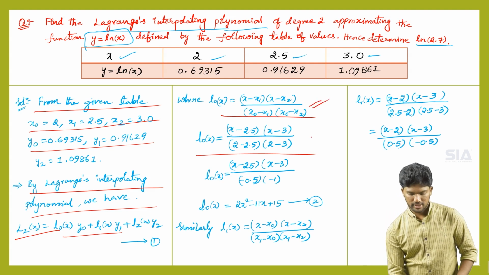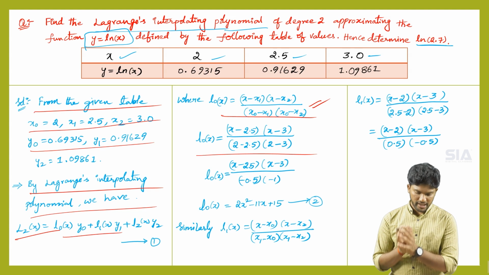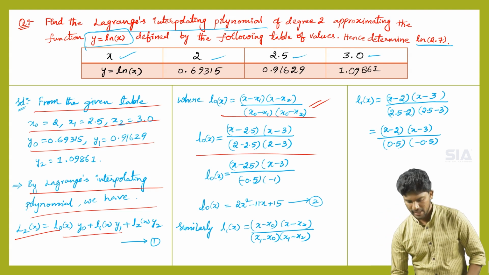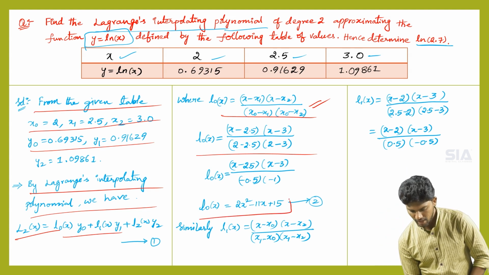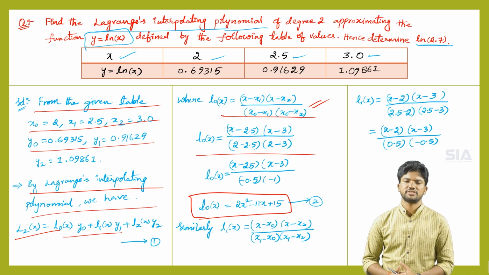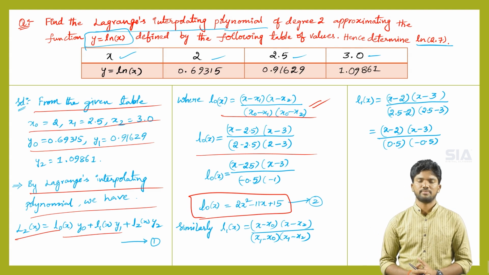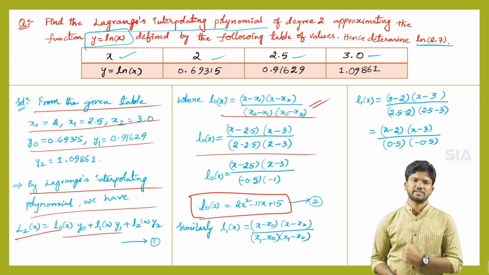In this formula, substitute the x1, x2 and x0 values and simplify. You will get L0 of x is equal to one quadratic equation, 2x square minus 11x plus 15. That is taken as equation number 12.